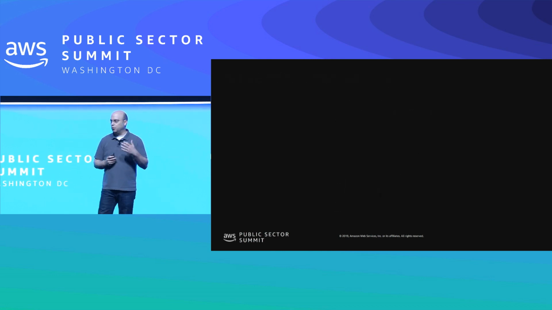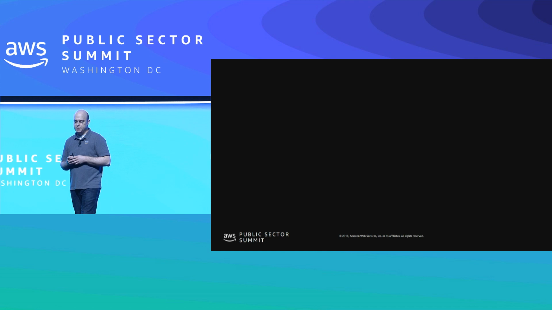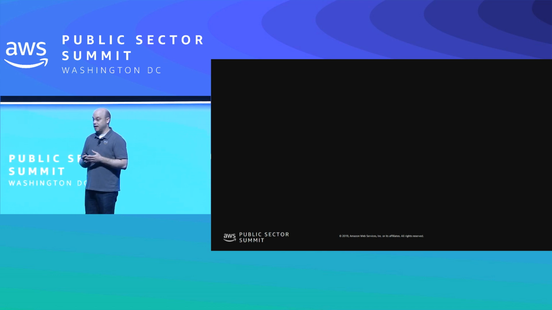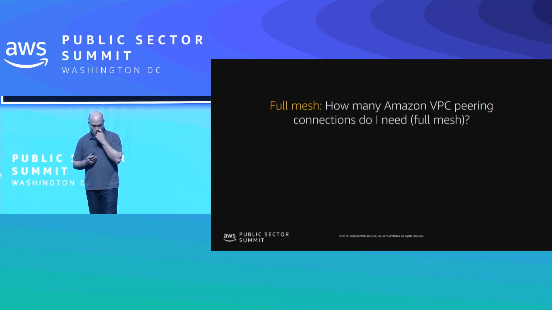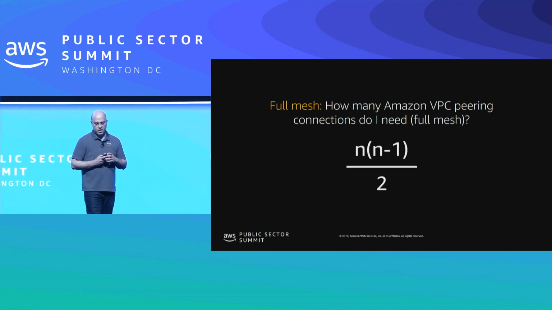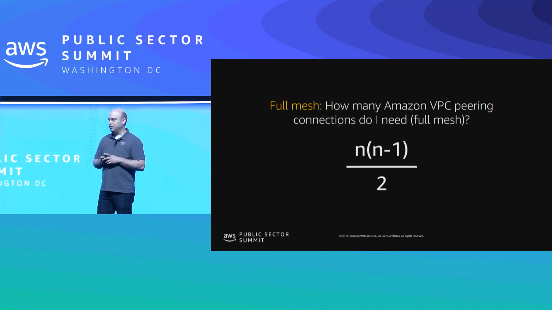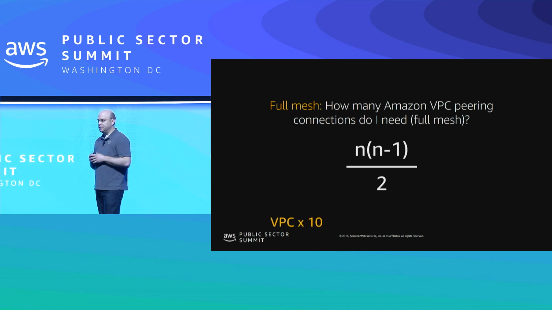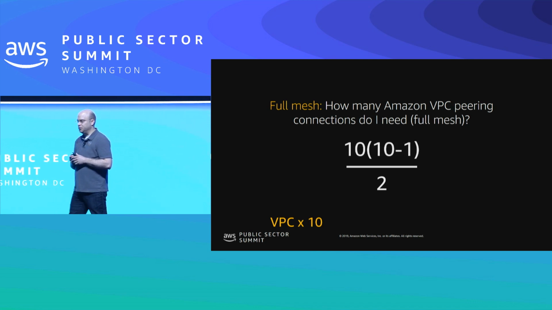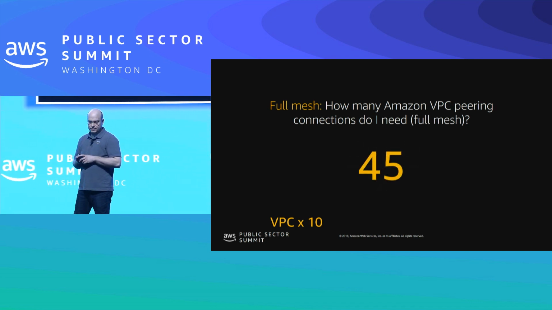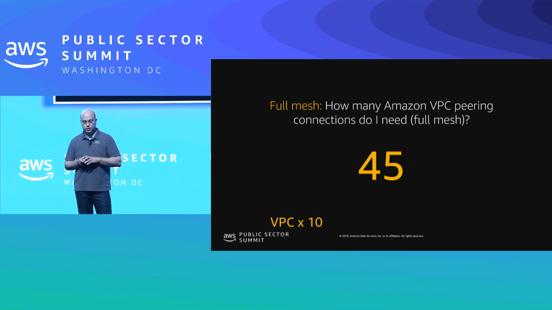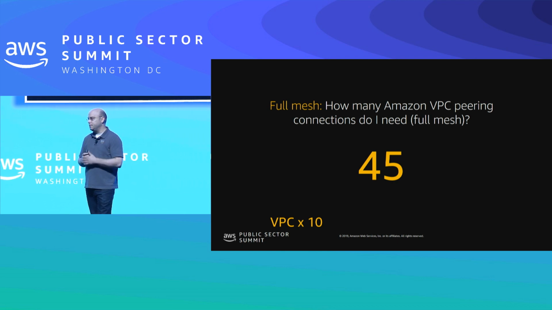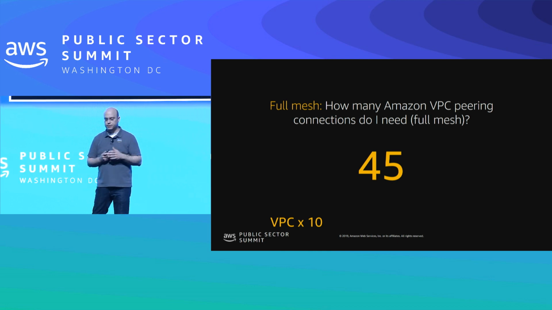VPC peering is okay for 4 or 5 or 6 or 7 VPCs. But what happens at scale? Here's the formula for calculating the number of peering connections required for a full mesh VPC infrastructure. Let's say that I have 10 VPCs. Do the maths. That's 45 peering connections. So at least 45 API calls for peering, plus API calls into each of the VPCs to update route tables to point to the peers.